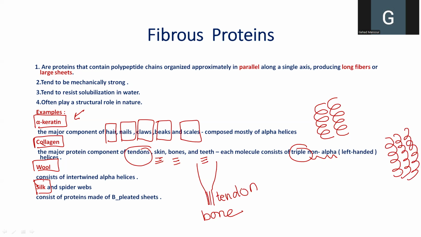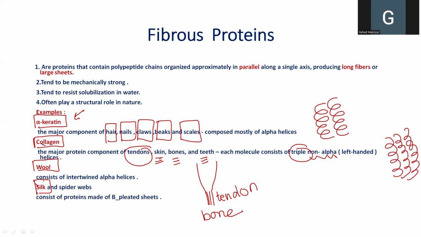Of course, the polypeptide chains of collagen have a specific type of amino acids, a specific arrangement, and a specific number. But the most important characteristic is that they are triple helices, triple non-alpha helices.